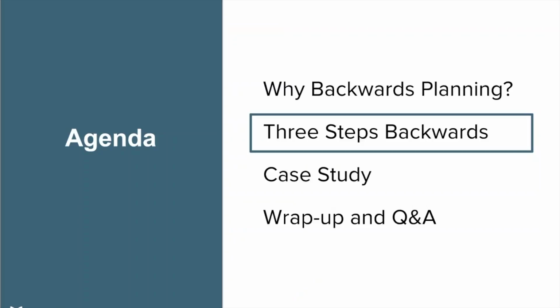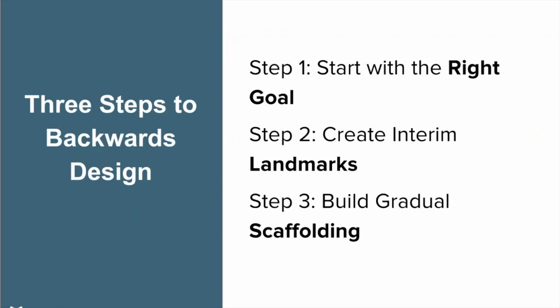All right, now we're ready to talk about backwards planning, and I'm going to describe it in 3 steps. The steps are, number 1, start with the right goal. So this is that begin with the end in mind. Step 2 is create interim landmarks or milestones. And step 3 is build gradual scaffolding. Each of these steps has 2 points underneath.